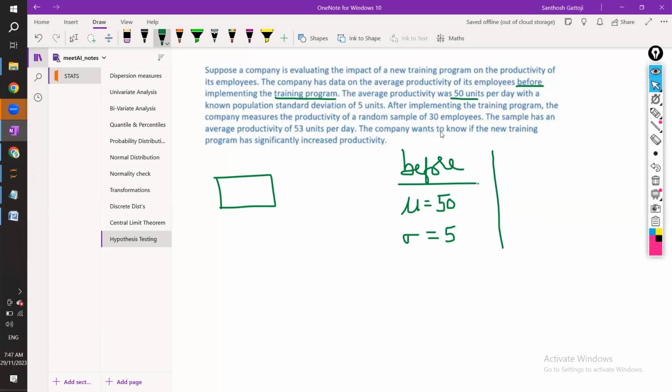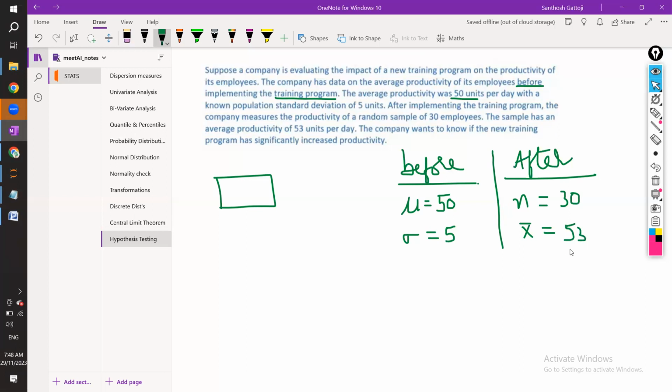Now, after implementing the training program, the company measures the productivity of a random sample of 30 members. The training is done, they have given the training to every employee, and they took a sample of 30 members. This is after the training program. Here n, the number of samples, is 30. Now what happened? The sample has an average productivity of 53. I'm not writing mu, this is the sample mean, which is 53.